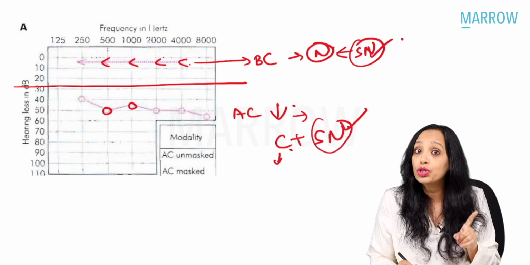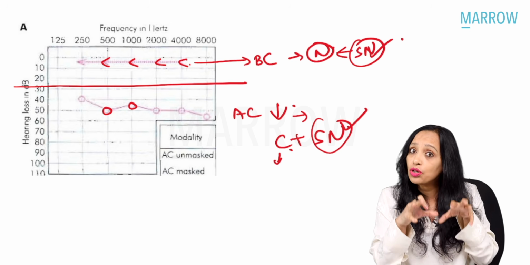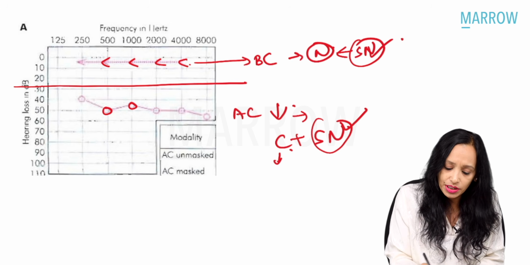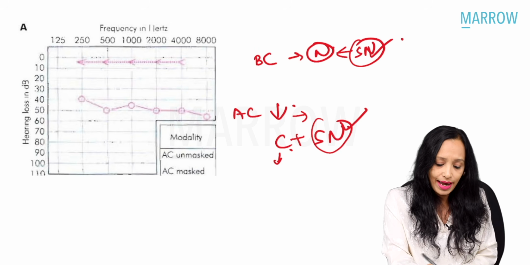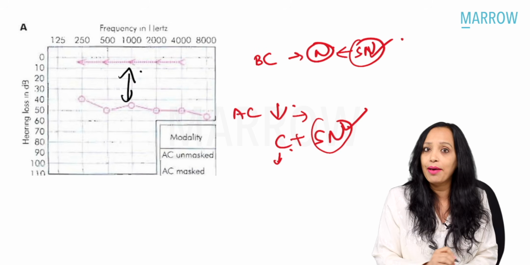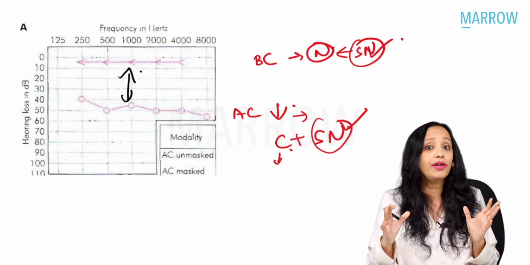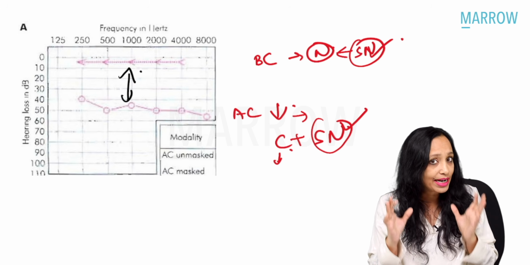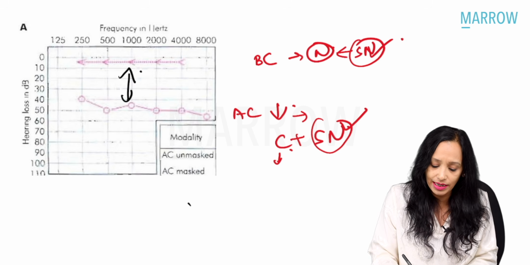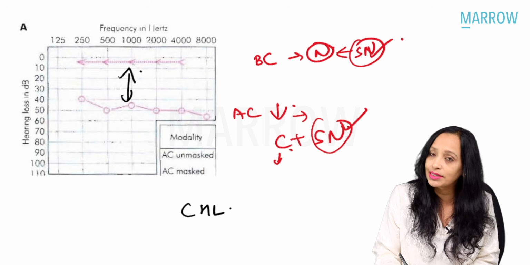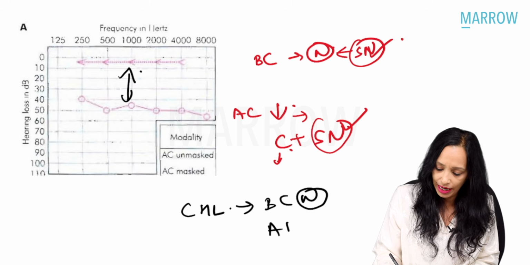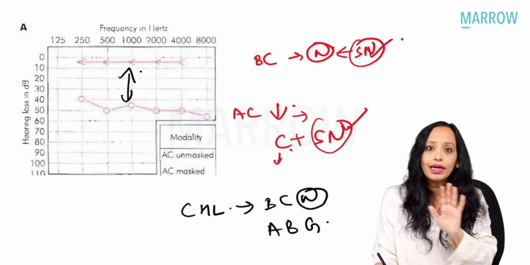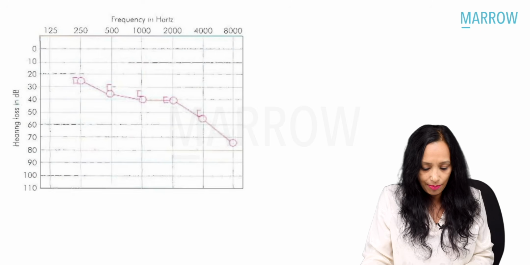So that is what you need to remember the moment you see the audiogram, and when you see that the bone conduction is normal and there is an AB gap of more than 15 decibel, then it means that patient has a conductive hearing loss. Is that clear? So the bone conduction will be normal and there will be an AB gap. Is that clear? Okay, so now coming to the next.